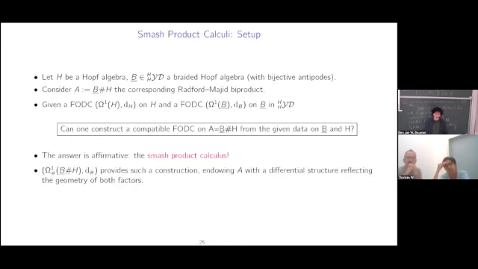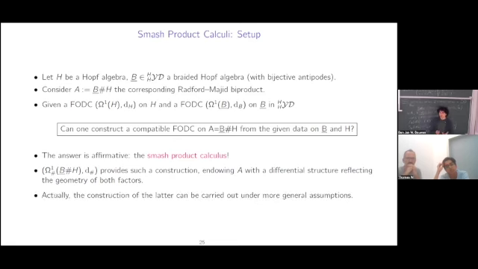And this is known as the smash product calculus. And in particular, this provides a construction such that we have a differential structure on, okay, I said it, A sometimes will be B smash H. So this differential structure with which we endow B smash H actually sees simultaneously the differential structure that we have at the level of B and the differential structure that we have at the level of H.